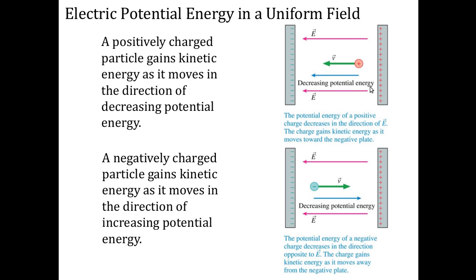Its potential energy is decreasing. The voltage along this displacement in the negative x direction is decreasing. Okay, the E field is pointing in the negative x direction. The voltage is decreasing in the negative x direction. Okay, so that's the relationship.